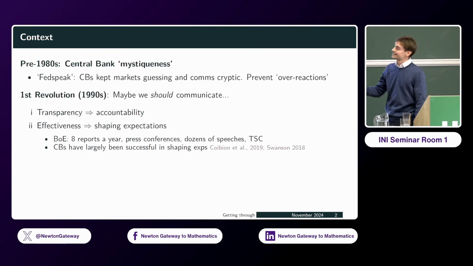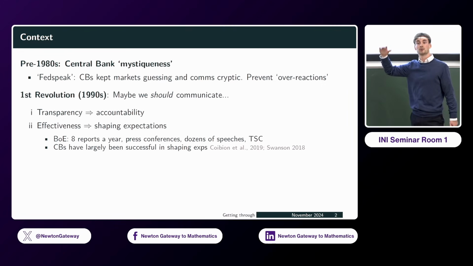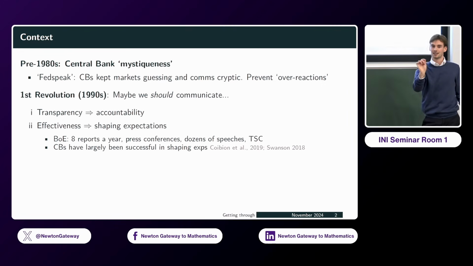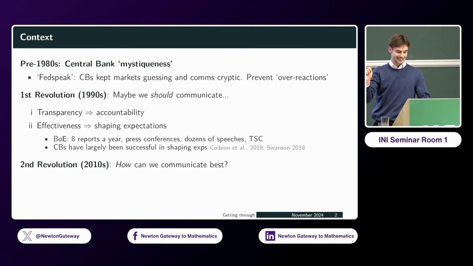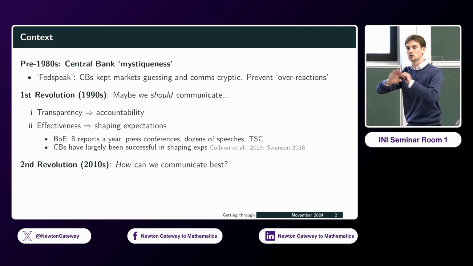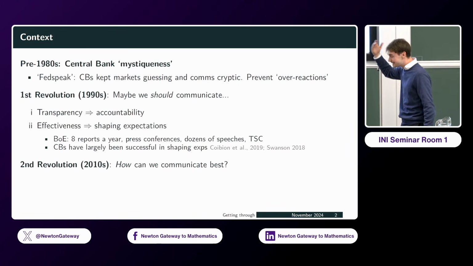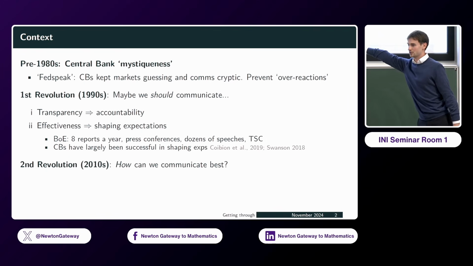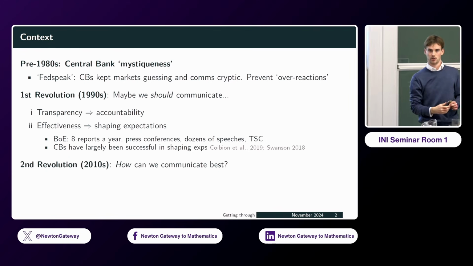In many ways, central banks have been largely successful in shaping expectations and communicating specifically with financial markets. They've been less successful in communicating with the general broader public. And so this idea has developed into the second revolution. It's not should we communicate, but how can we best communicate?